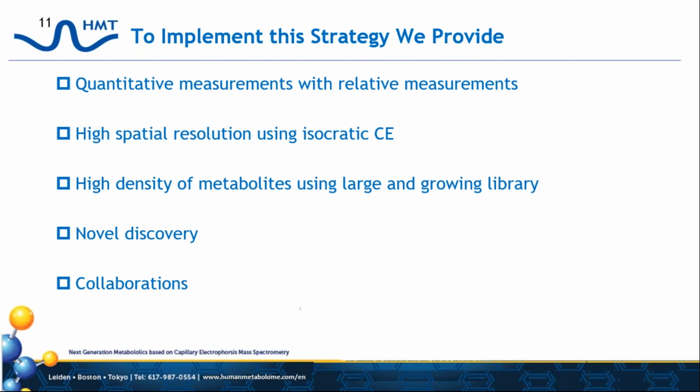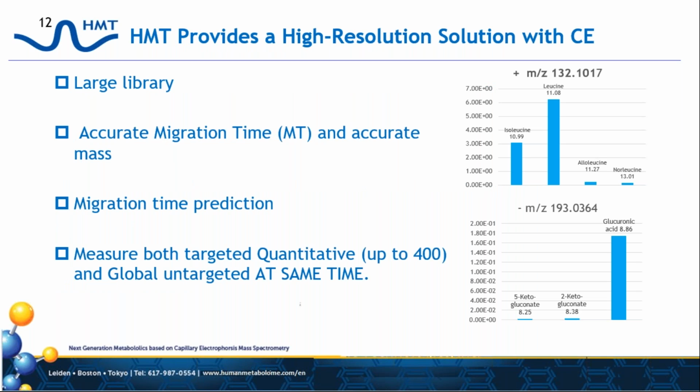We also collaborate with our clients in terms of working with them on pre-planning any experiment, as well as delivering a statistical and biological interpretation at the end. And we do have a large library of metabolites, many of them validated, some listed as unknown and some predicted. And we use these in order to annotate our measurement of our metabolites. Our migration time is accurate, and we use this to help predict unknown metabolites.